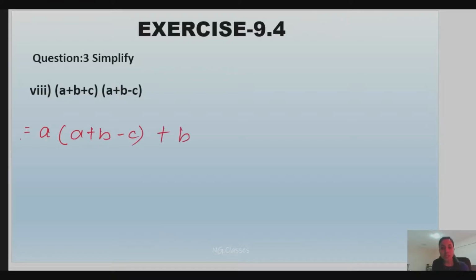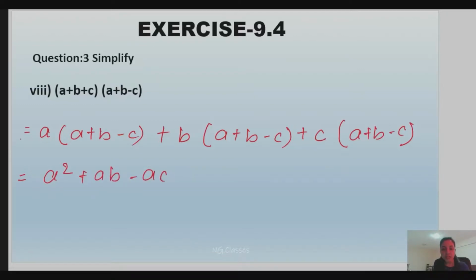Then positive b with a plus b minus c. And then positive c with a plus b minus c. Okay. Now do the multiplication. We will get a square plus ab minus ac plus ba plus b square minus bc plus ca plus bc minus c square. Now check whether we are having any like term or not.